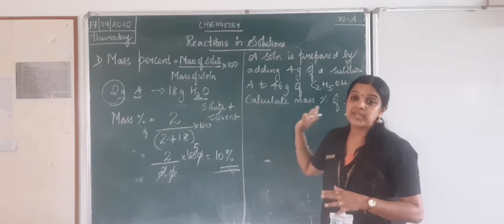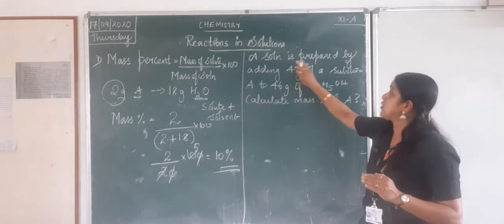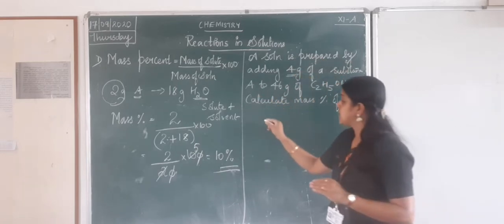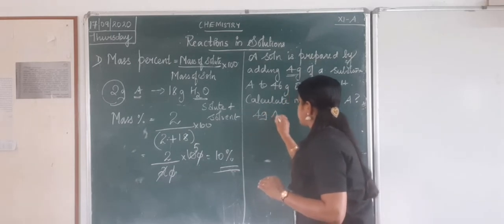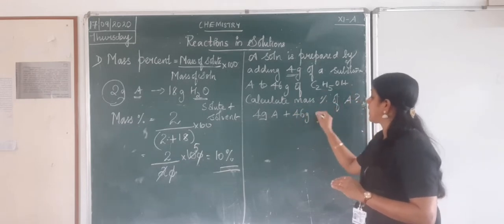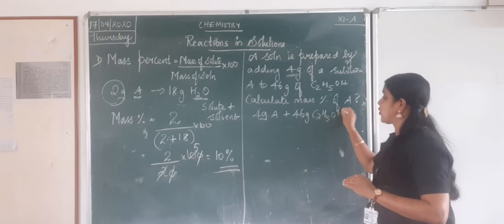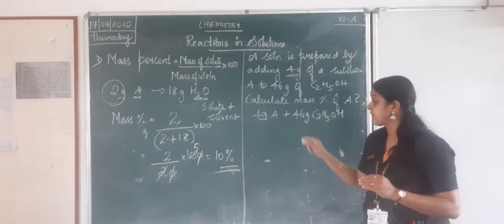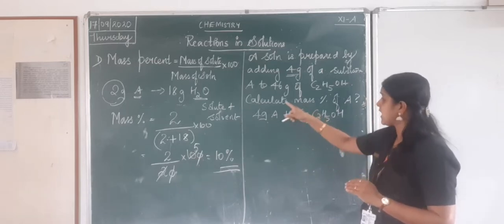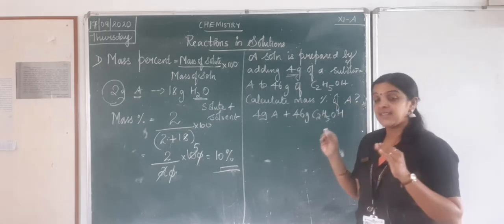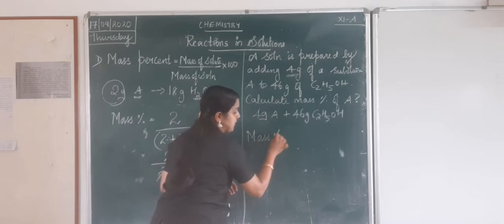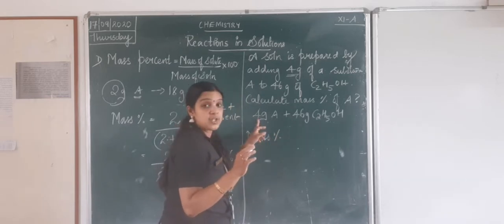I have given one more question. Let us see how to do that. A solution is prepared by adding 4 grams of a substance A. So 4 grams is my solute, which is added to 46 grams of my solvent, which is ethanol. C2H5OH is ethanol. Calculate the mass percentage of A. Again, a similar question. How do I calculate my mass percent? Mass percent will be the mass of the solute, which is here 4.